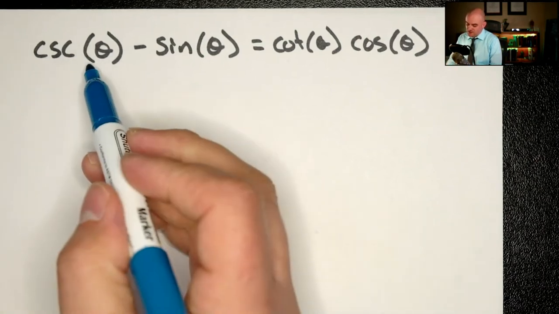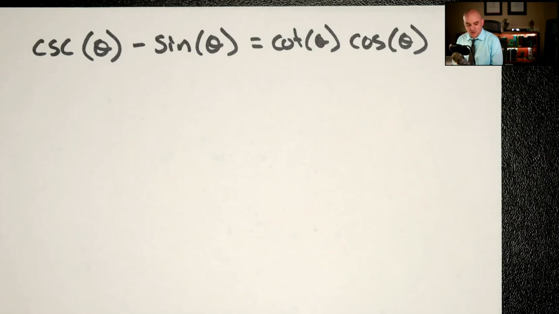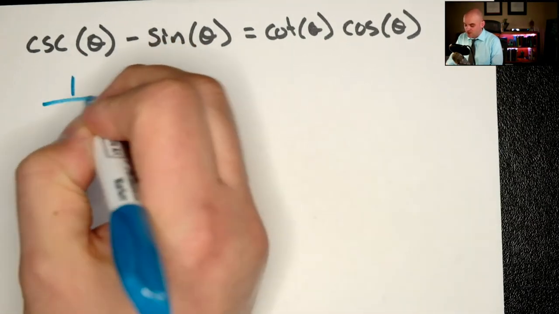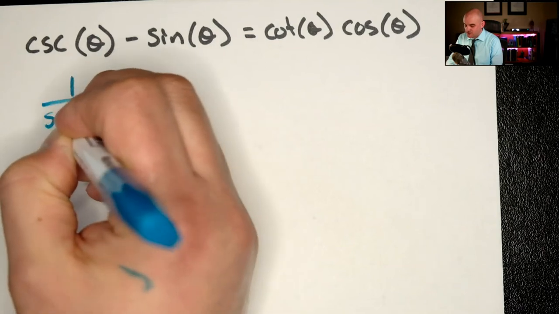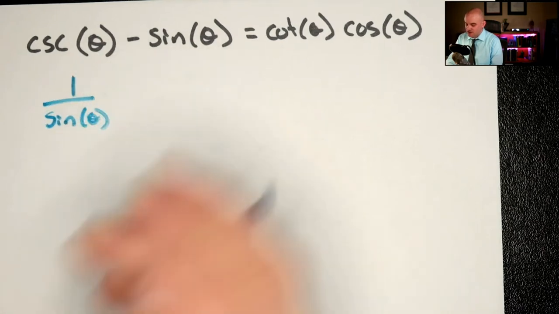So this is cosecant minus sine. So what I'm thinking is, well, cosecant is the same thing as 1 over sine. Remember, if you don't know where to start, just start doing something.